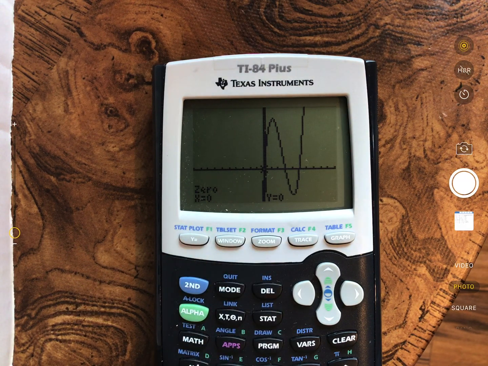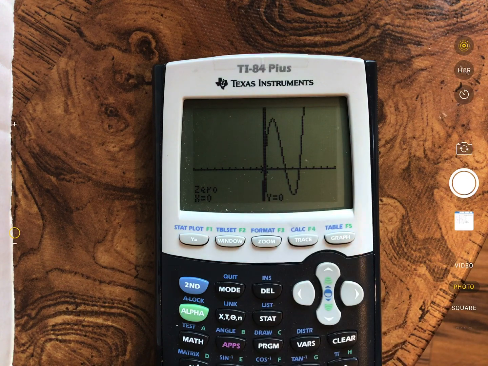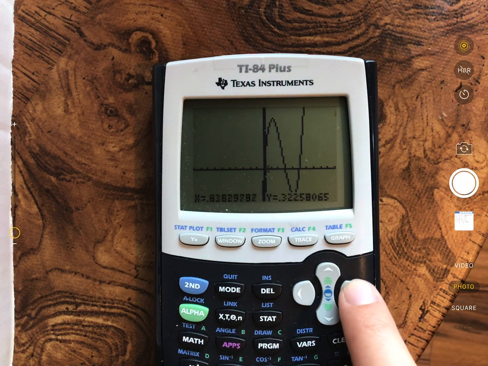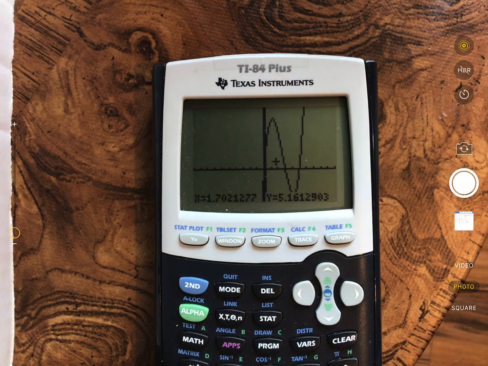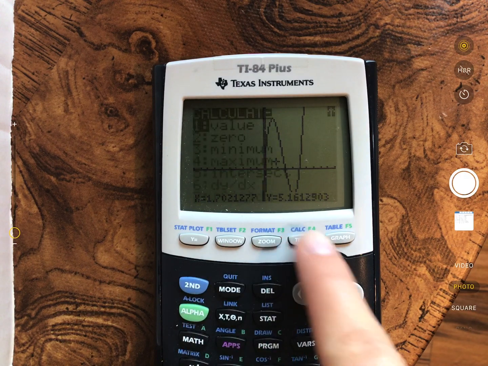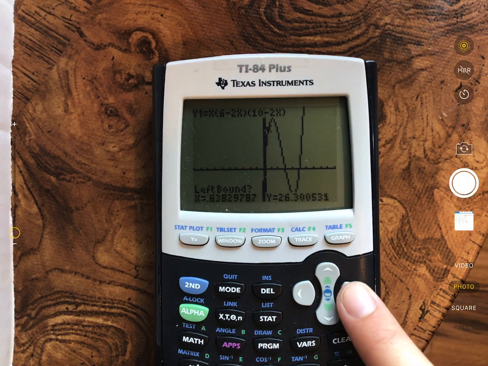So now I'm going to repeat the process again twice to find these two other zeros. And you never want to just move your tick mark here because it's not going to be precise. You want to know exactly what that zero is, so you want your function to calculate it for you. So I'm going to go back into the second calculate menu, and I'm going to go to my second zero.